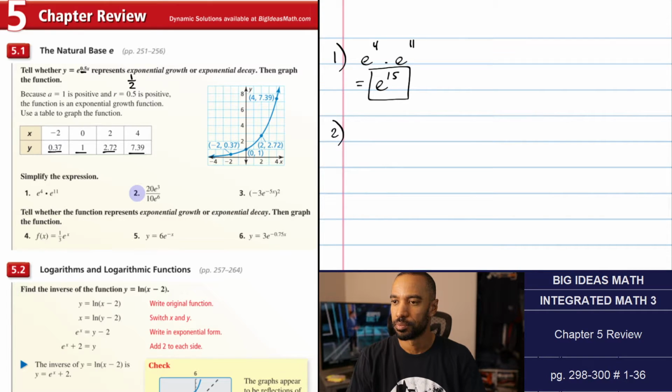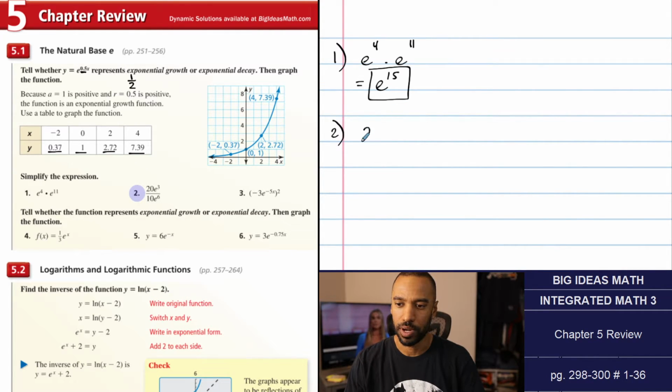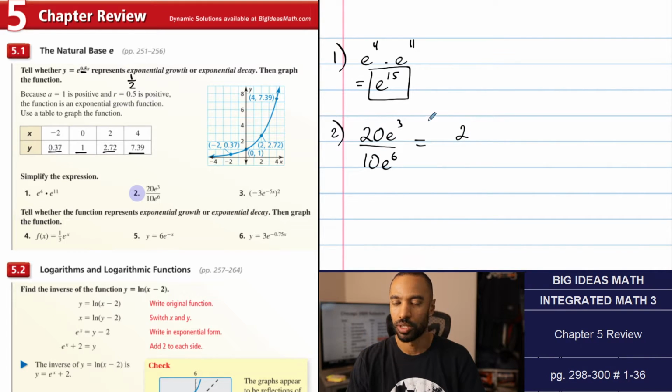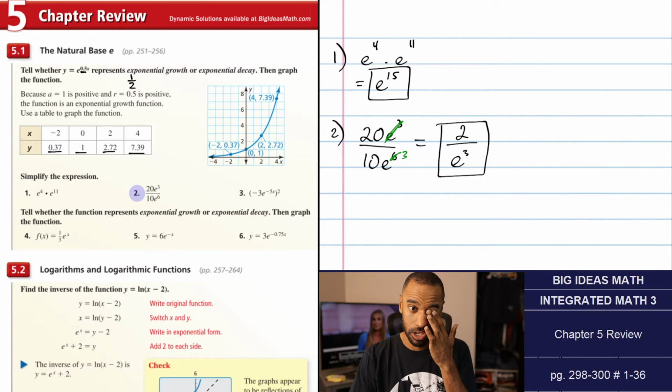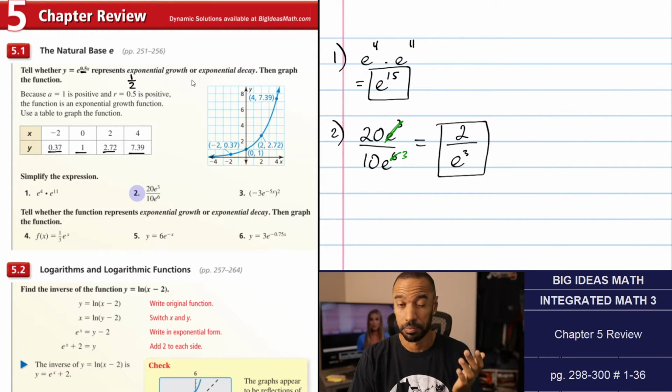Number 2, we have 20 e cubed over 10 e to the 6th. My personal way of working these out, I divide 20 by 10 to get 2. Who wouldn't do that? E cubed over e to the 6th, you do 3 minus 6, and you get negative 3 as your exponent, which means it's positive in the denominator. What I do is I remove all 3 e's from here, 3 e's from down here. You're left with 3 e's on the bottom. This is 2 over e cubed. 2 on top, e cubed on bottom. That's your result.